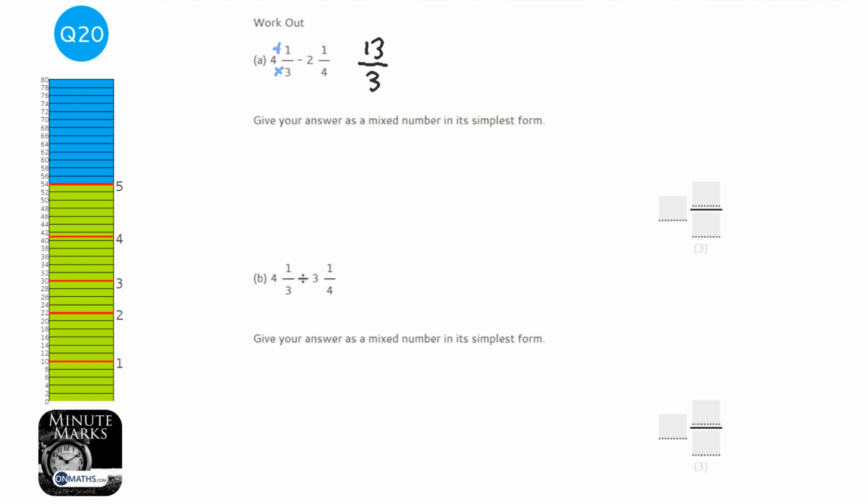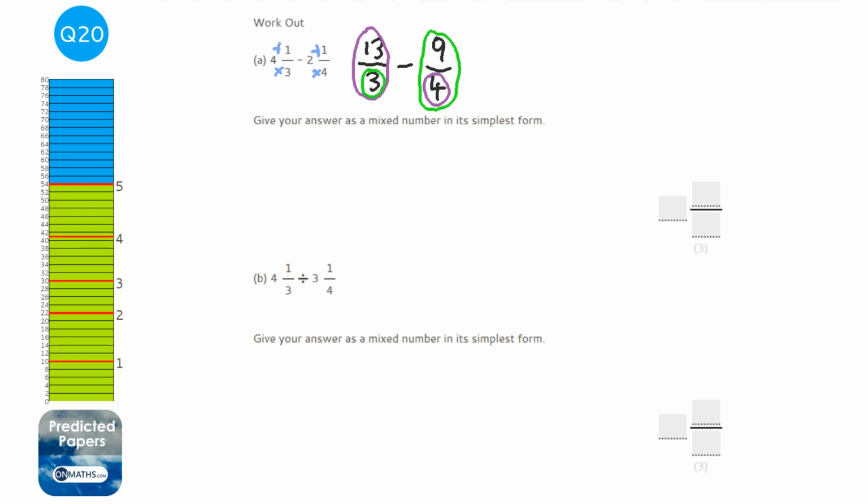And then we go times the 2 by the 4 and add it to the top. So 4 times 2 is going to be 8, added to the top is going to be 9 over 4. Now what we're going to do is we're going to times both sides here by the bottom of the other fraction. So 13 times 4, well I know 10 times 4 is 40, 3 times 4 is 12, so it's going to be 52 over, and 3 times 4 is 12.